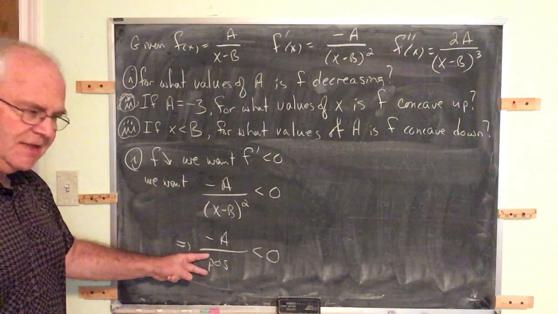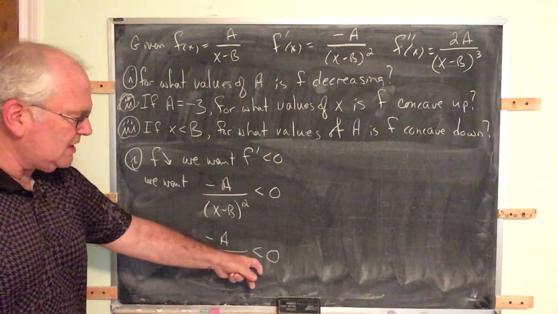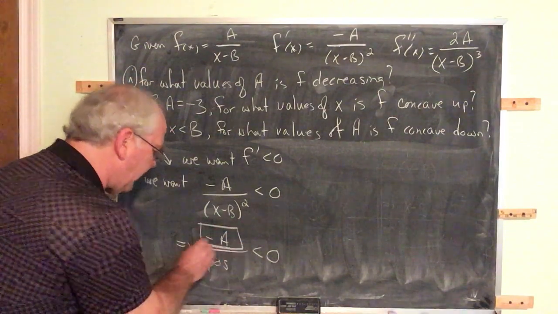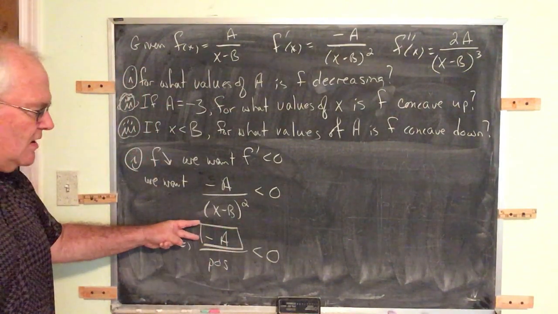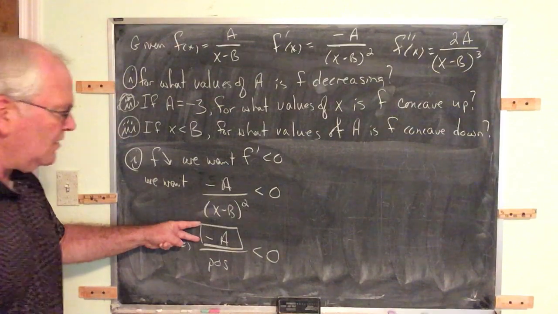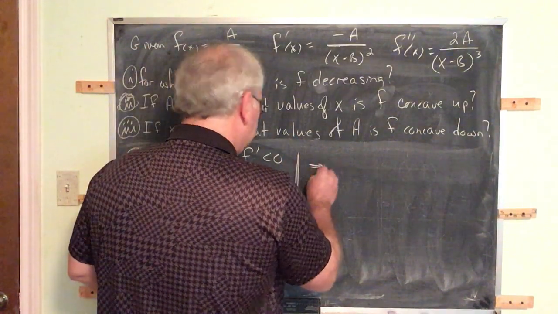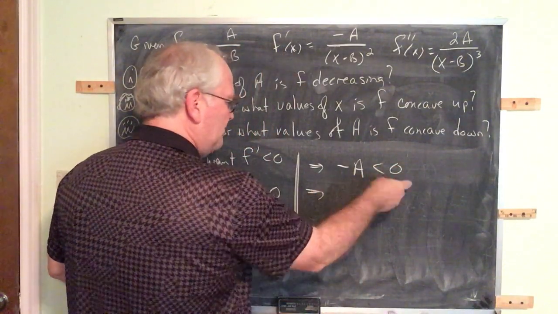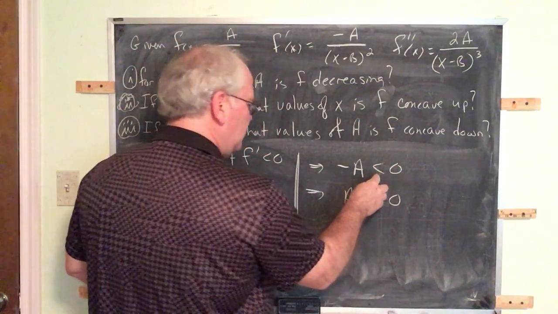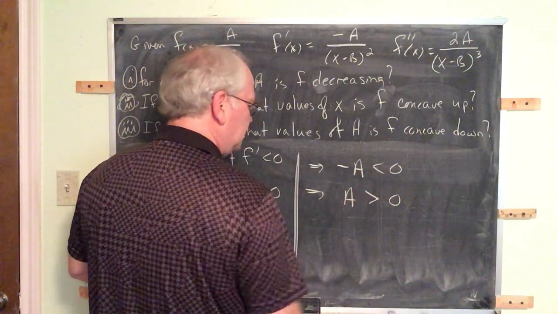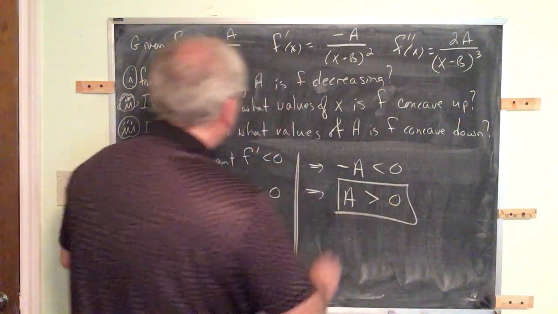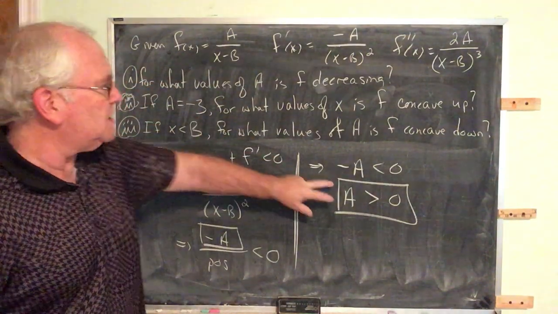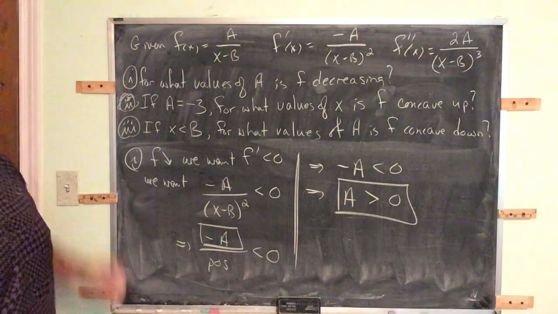If the denominator is positive and the total fraction is less than 0, then we know the entire numerator, not just a by itself, must be a negative value, which is to say, this implies that negative a must be less than 0. Divide both sides by negative 1, and when you divide by a negative, you must reverse the direction of the inequality, and we have our solution. For what values of a is f decreasing? Any value of a greater than 0 will cause this function to be a decreasing function.